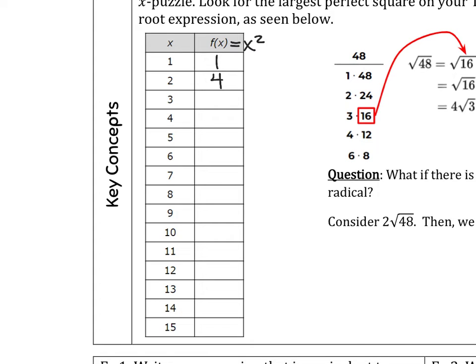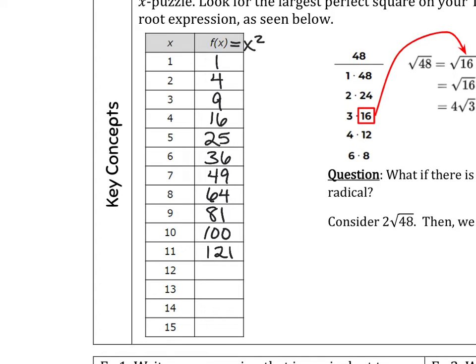4. What is 3 squared? 9. What is 4 squared? 16. 5 squared? 25. 6 squared? 36. 7 squared? 49. 8 squared? 64. 9 squared? 81. Everyone should know this one. What's 10 squared? 100. What's 11 squared?